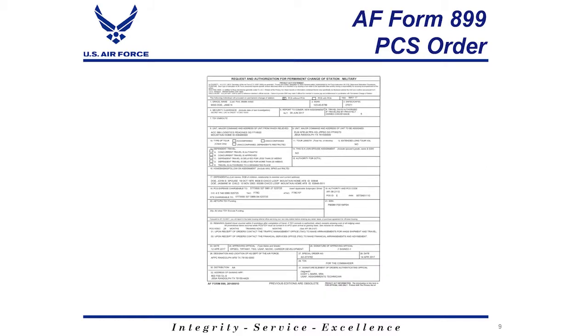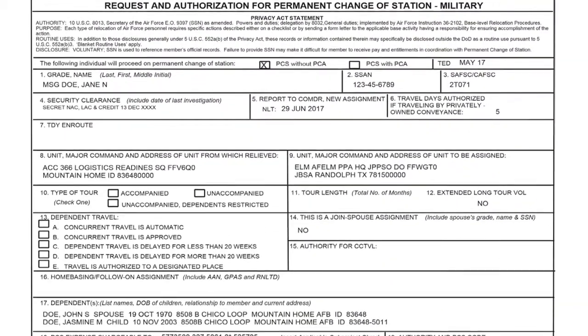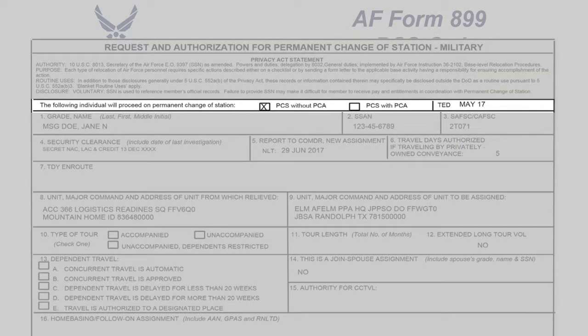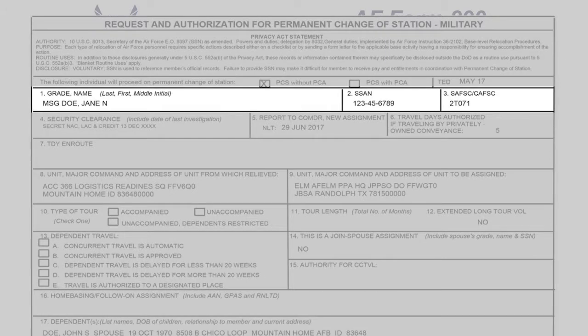This is a PCS order on Air Force Form 899. It is important to review this order for important information that will help you determine the member's entitlements. While every block has important information, there are a few blocks that the counselor must read because the information will impact the initial moving process. Specifically, the statement, "The following individual will proceed on PCS," where one block must be X'd, either PCS without PCA or PCS with PCA. Blocks 1 through 3, name, rank, social security number.